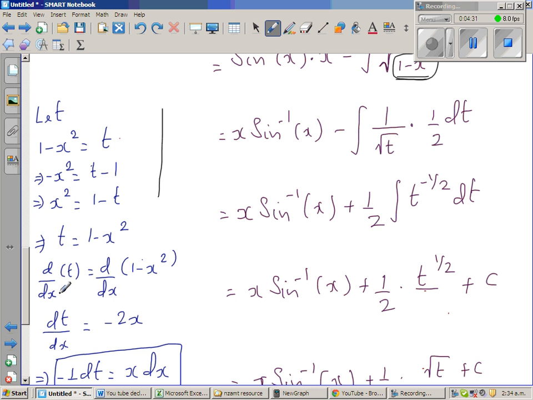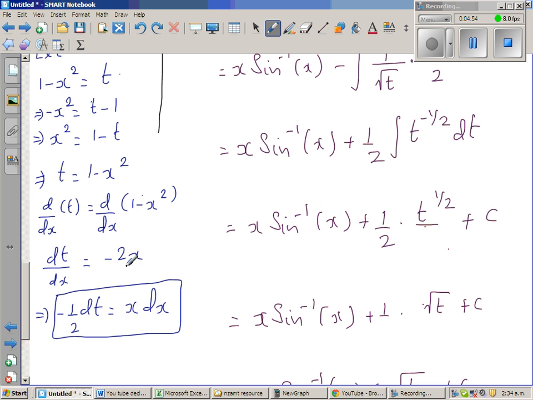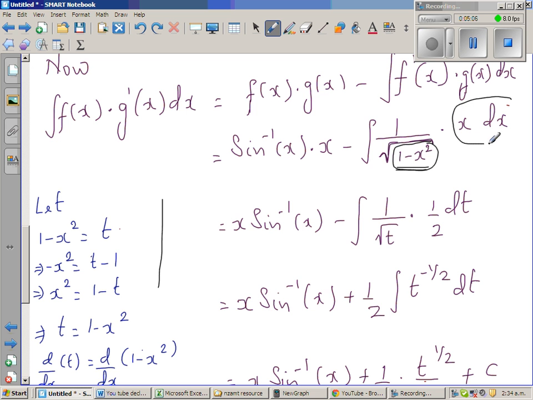Now applying the derivative operator, d by dx of t is equal to d by dx of 1 minus x squared. So d by dx of t is nothing but dt by dx. The derivative of 1 is 0, and the derivative of minus x squared is minus 2x. So cross multiplying, x dx is nothing but negative half dt. So in place of x dx, we can put negative half dt.